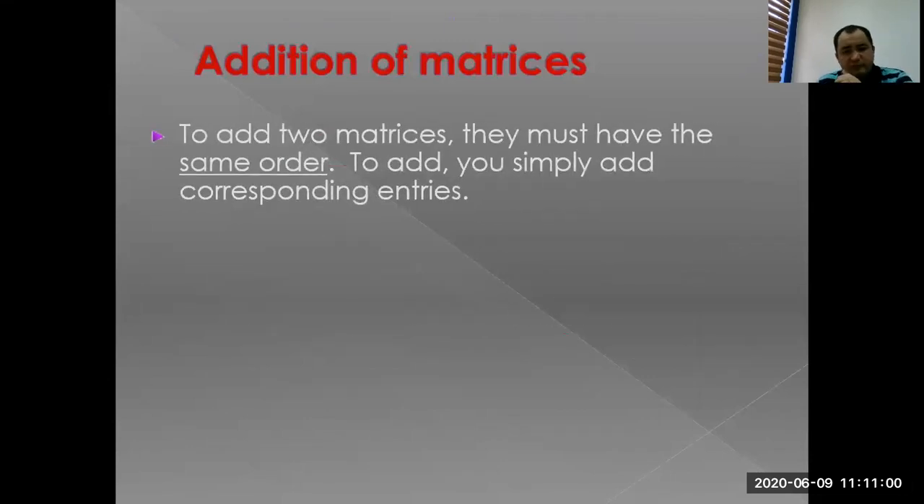How about addition of matrices? It's also very easy and simple. Now we know what a matrix is and how to identify its order or dimension, the first operation of matrices is addition. If you're given 2 matrices, how do we add them? Number 1, to add 2 matrices, they must have the same orders or same dimensions. Then we just need to add their corresponding entries.